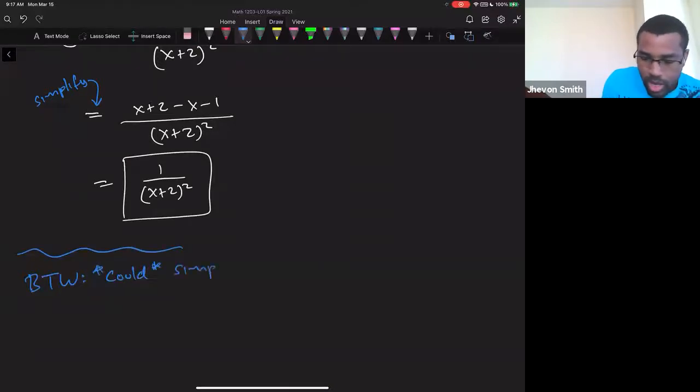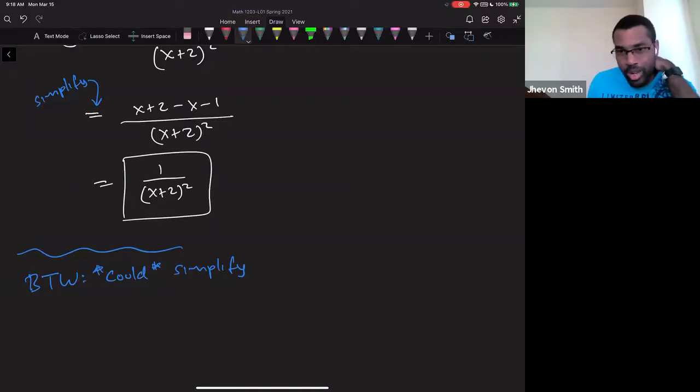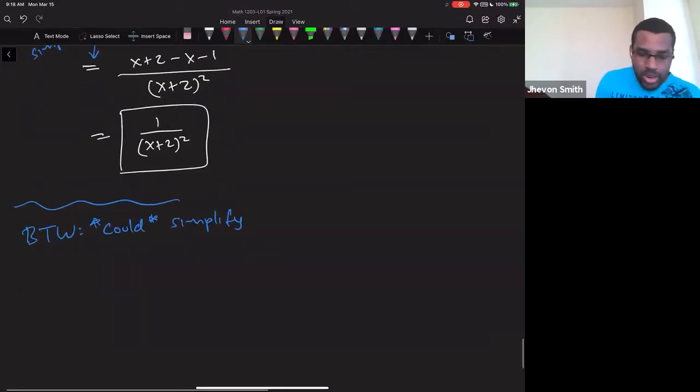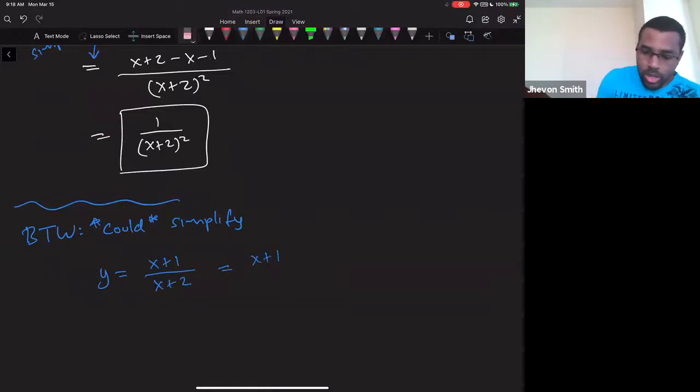You could simplify here, but in this situation it wasn't so painfully obvious, so I wouldn't really blame anyone for not simplifying before going into a problem either way, but you kind of make your life harder by doing that. But you could simplify here actually. So this is a trick that we've learned in pre-calc at some point.